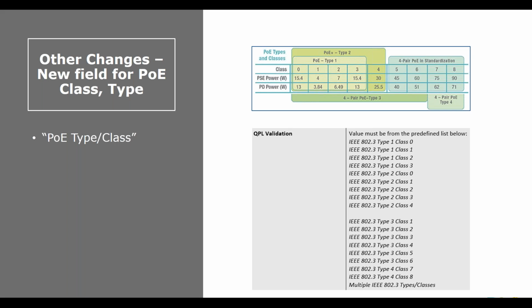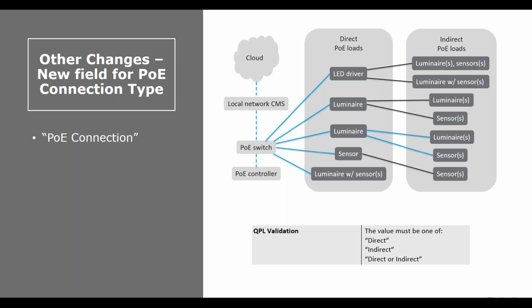That would be the purpose of including it. And so on the screen there, you can see some of the options that we would list on the QPL. So let us know what you think about this. And then another new field, which we've called PoE connection, at least right now. We're interested in whether you have any thoughts on alternative field names for this.